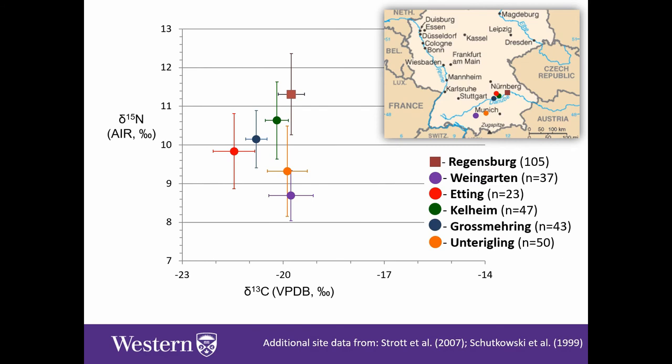I did a quick regional comparison just with data from the literature to see how different Regensburg was from other nearby contemporaneous populations. So we see that we have basically very similar carbon values here and a little bit of variation in the nitrogen, but nothing hugely different.